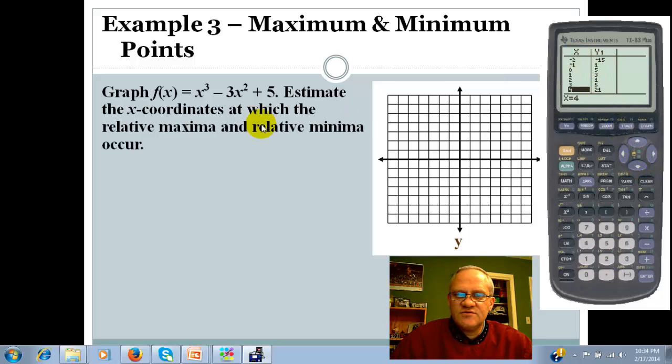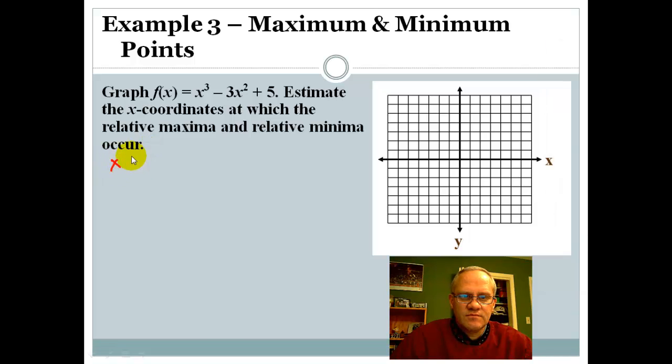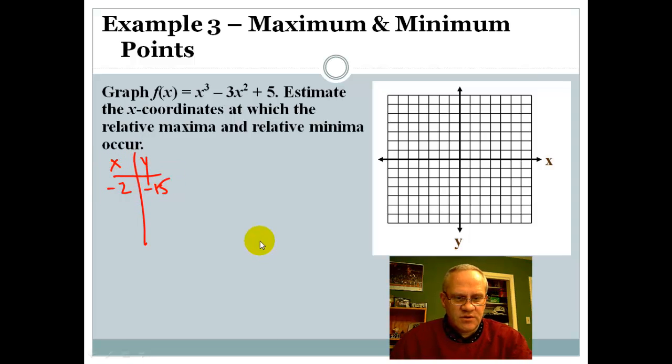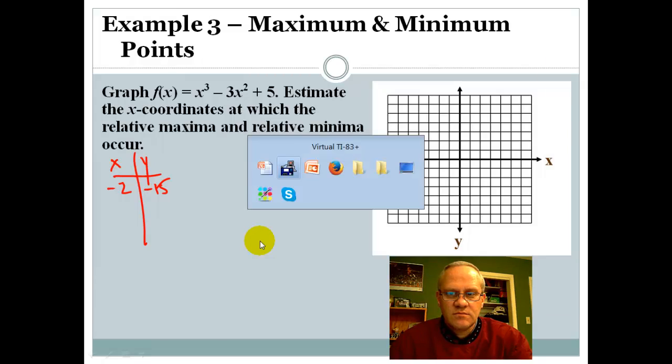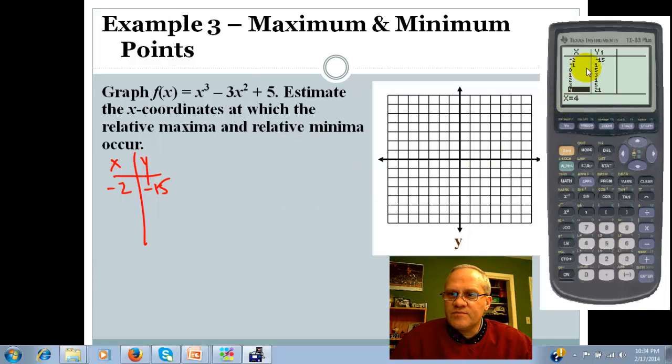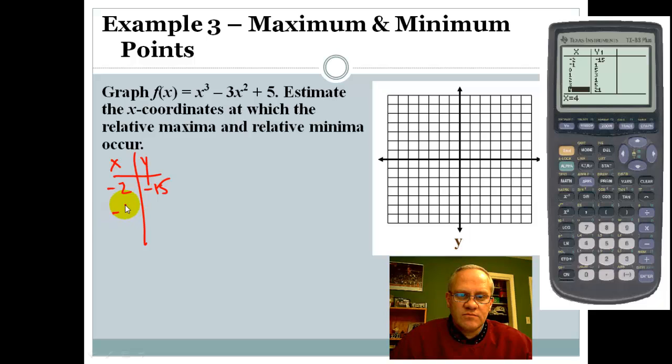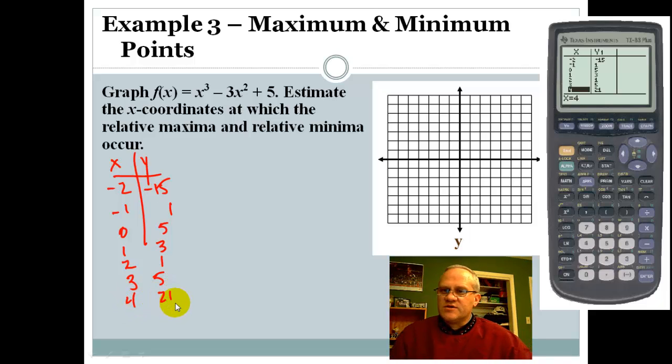So again, we've got, that'll be good there. So we're going to go with -2, -15. Uh-oh. It disappeared, didn't it? -1, 1. 0, 5. 1, 3. 2, 1. 3, 5. And then 4 and 21. We won't be able to graph that one, but I'll write it down.